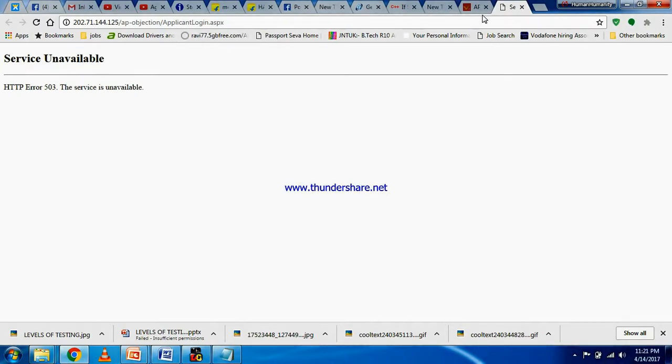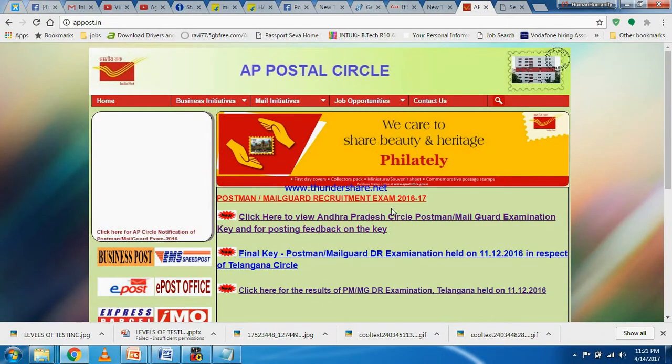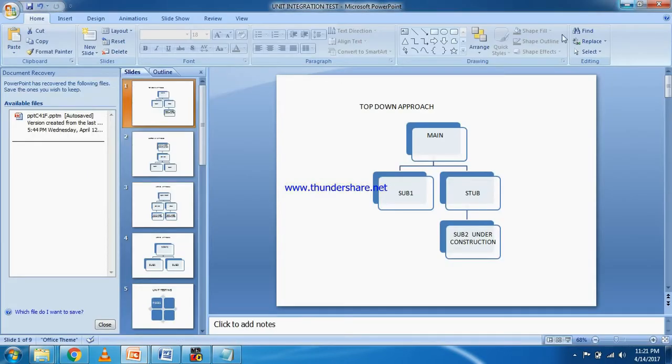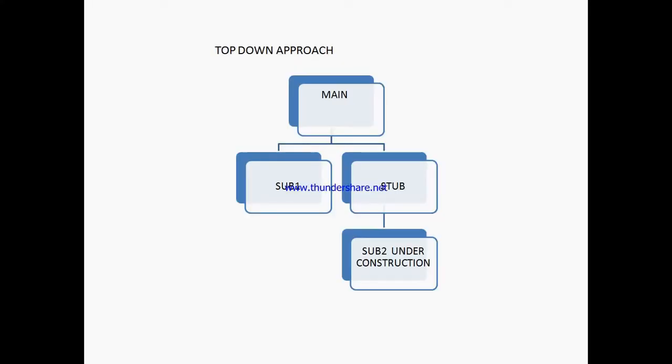Why did you get this message? Because it is under construction. Clear? Now you understood well regarding this, no? Okay, see, that's why they place the stub here. In place of the stub means now the message you received, the error message, that is the stub. Once the second sub module is successfully completed and ready, they remove the stub. Okay, this is the top down approach, and the next approach is bottom up approach.